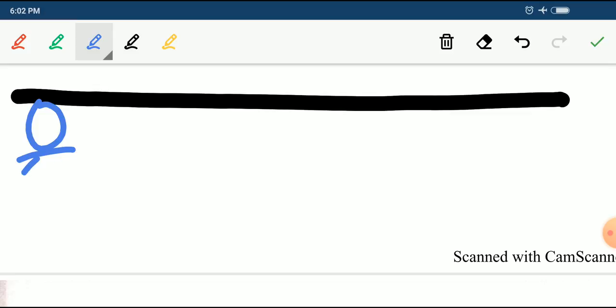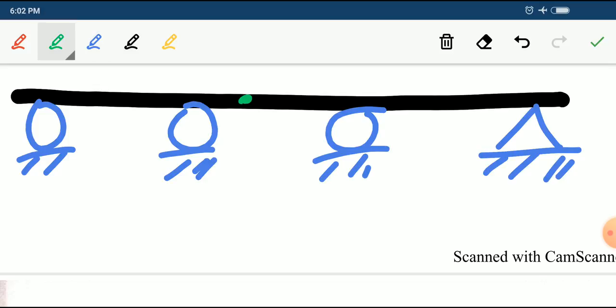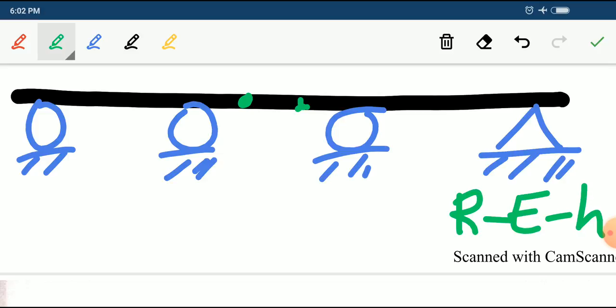Here there is a roller. Here again there is a roller, here again there is a roller. Here I am going to take some hinge support, and again I will provide some internal hinges here and here. Let's solve this problem. First I will write the formula: R minus E minus H dash. This is the formula for DS.